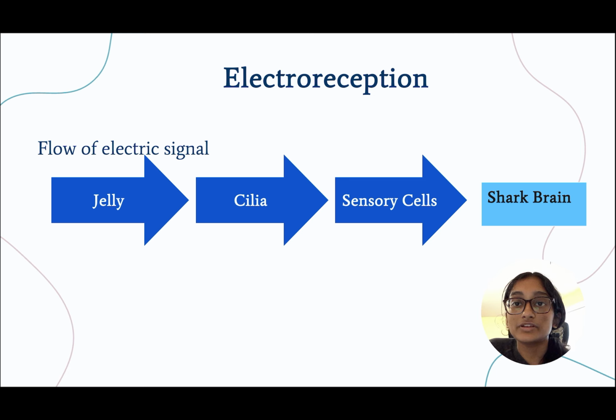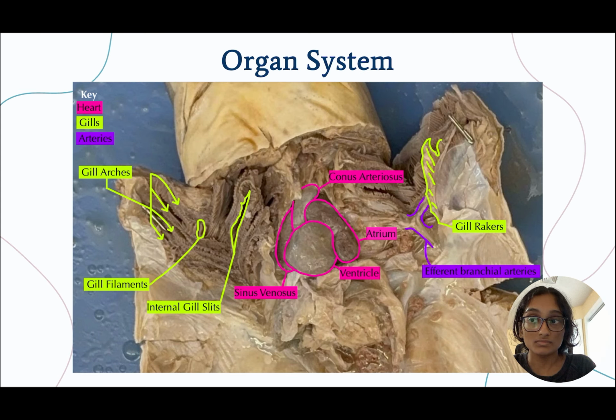The flow of electric current stems from the jelly of the ampullae of Lorenzini to the cilia and then to sensory cells, which automatically transfer the signal to the brain. This allows sharks to detect whether there are predators nearby so they can easily escape.